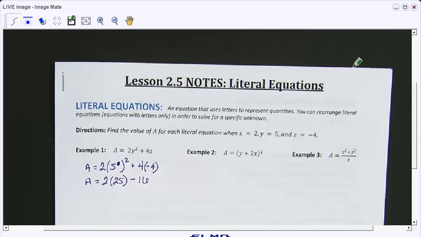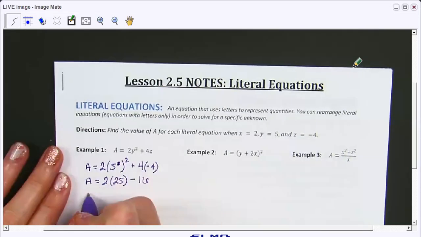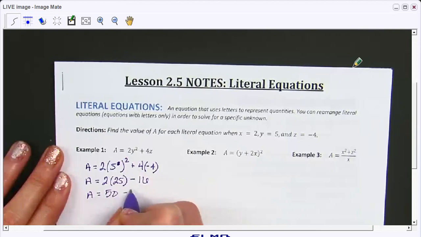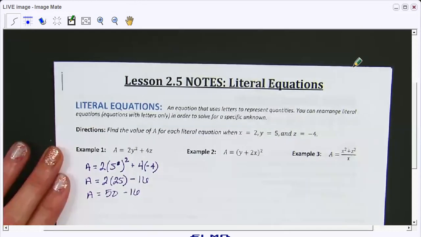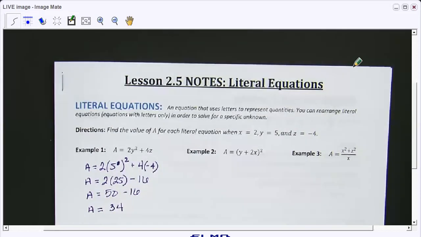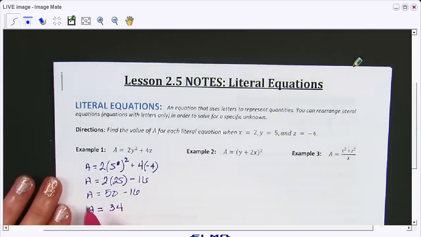All right, next we go to multiplication and division in order from left to right. So we have multiplication here. 2 times 25 is 50. And then 50 minus 16 is 34. So when we get down to the bottom, A equals 34. Okay.